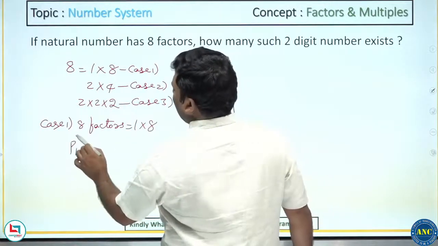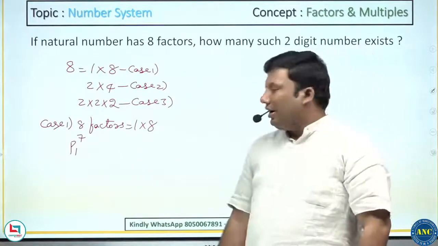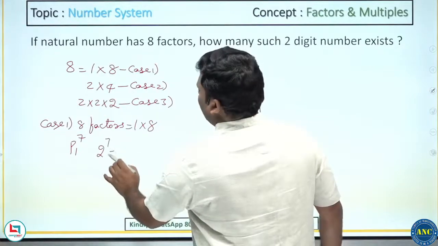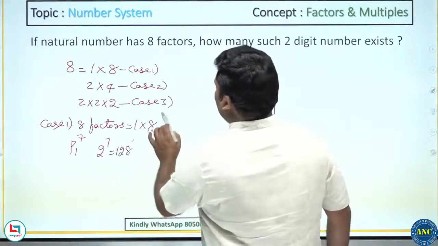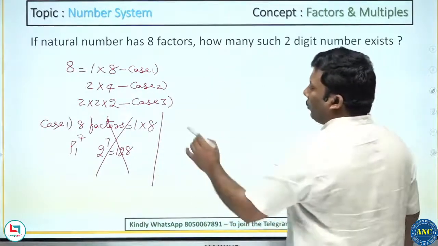So this will be P1 power 7. 8 factors will be 1 into 8. It is P1 power 7, 2 power 7, it is 128. I want a 2-digit number. Case number 1, it is not possible.